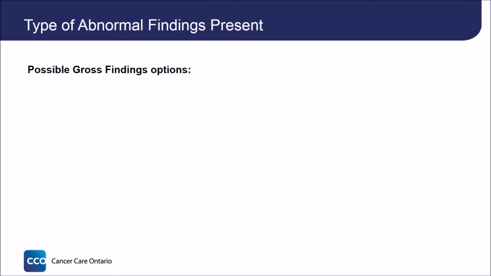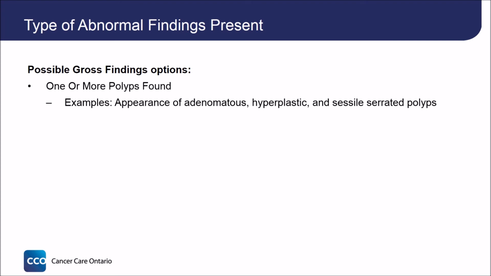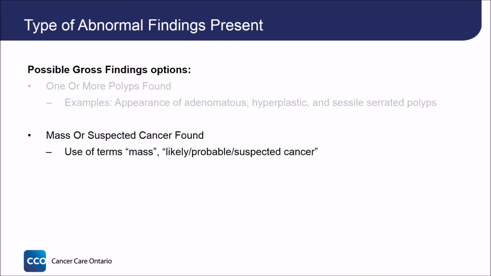If the abnormal finding data element is reported as yes, then the type of abnormal finding should be selected. There are three options. One or more polyps found. This data element reports that a polyp was seen and/or removed during colonoscopy before confirmation via pathology. Mass or suspected cancer found. If a highly suspicious mass is identified, it should be reported as a mass or suspected cancer. For example, findings reported as likely cancer, probably cancer, or suspicious for cancer should be entered as a mass or suspected cancer in the GI endoscopy DSP.